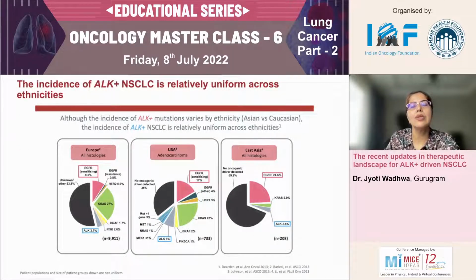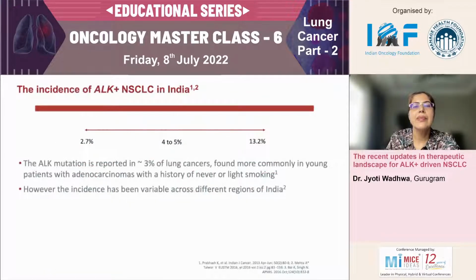Interestingly, the incidence of ALK-positive non-small cell lung cancer is relatively uniform across ethnicity. In USA, it's reported to the tune of 8%, in Europe to the tune of 3.7%, and in East Asia to the tune of 3.4% of all non-small cell lung cancers or of adenocarcinomas. In India, the incidence of ALK-positive NSCLC has been reported variably, possibly due to the different methods of testing used. So it has been reported in various studies to vary from 2.7% to as high as 13%.